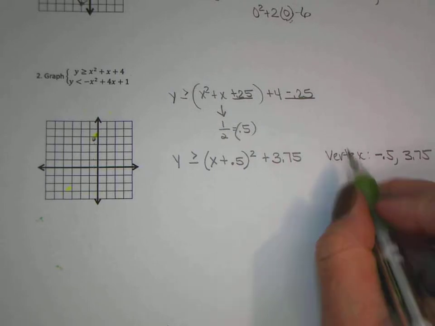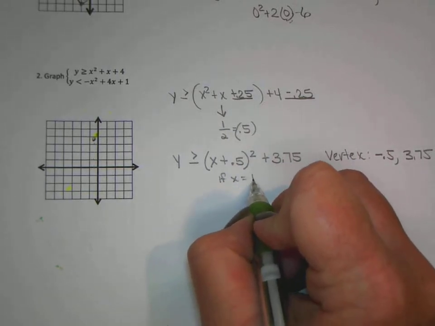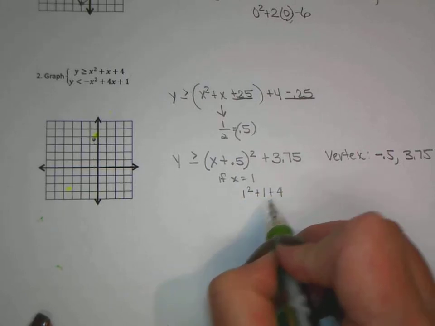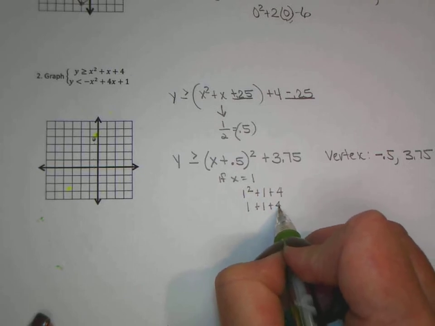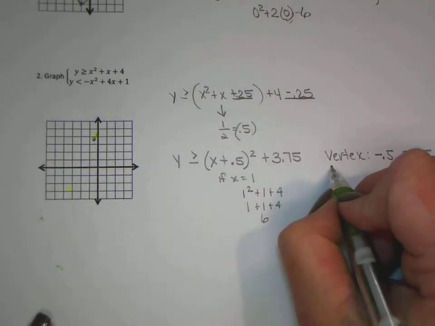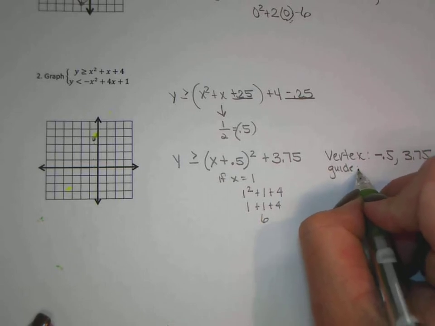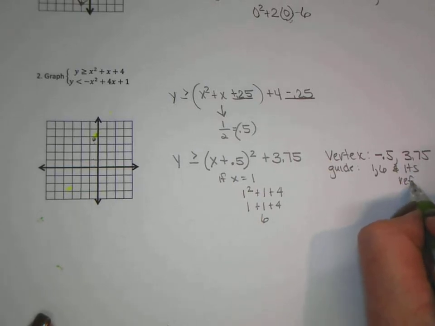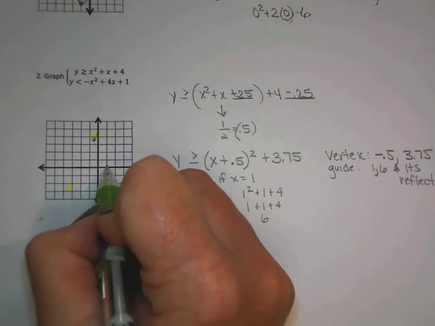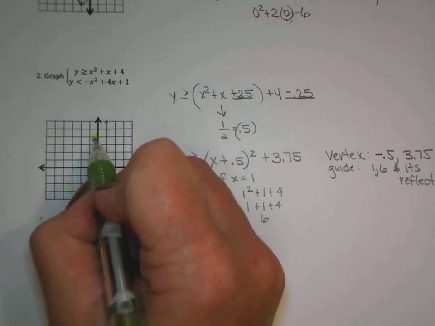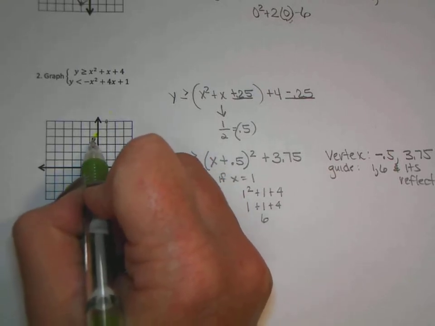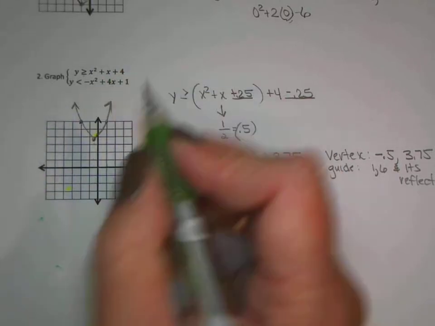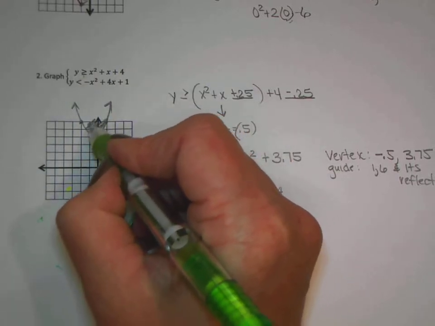Plug it back into the original equation. So if x equaled 1, you would have 1 squared plus 1 plus 4, which ends up being 6. So your guide points would be 1, 6, and its reflection. So this is 1.5, so it would be right there. Solid line opening up. It's greater than, so your shading is inside your parabola.